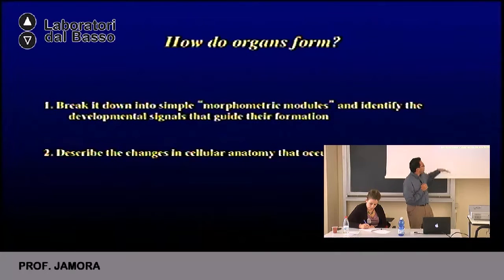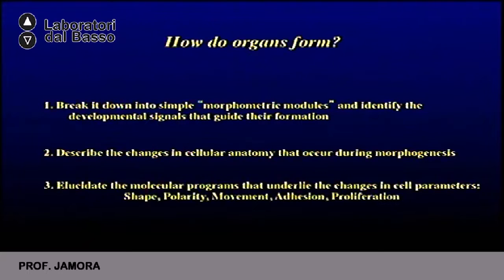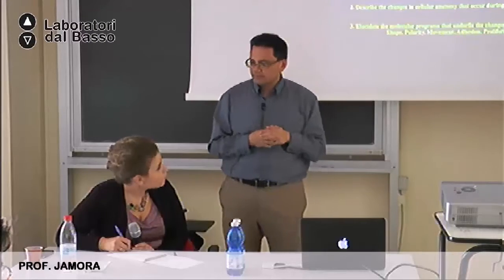The second thing, once you identify the anatomical changes, is what are the changes in the cellular anatomy that occur during morphogenesis? And the third one is basically to understand at the molecular level what is the cause of those changes, and in particular, how it changes shape, polarity, movement, adhesion, and proliferation of the cells in order to create a three-dimensional organ.